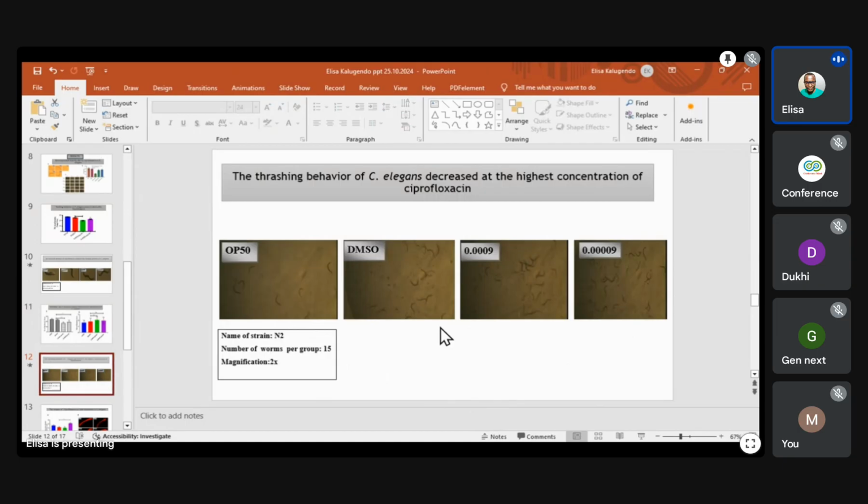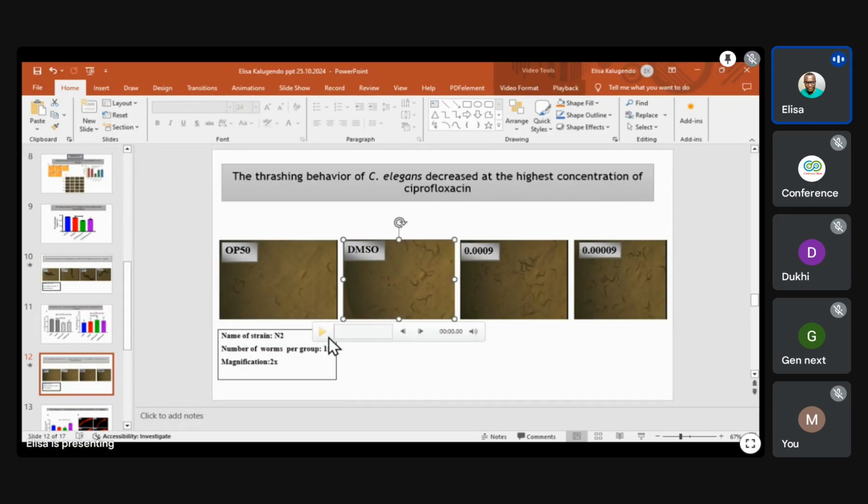So this is the diagrammatic representation. This is the video presentation of thrashing behavior, which is one of the locomotion assays in C. elegans. We can see the strength of the thrashing activity, and through this strength we determine whether these animals were affected or not. We can see the swimming activities taking place. The swimming activity in OP50, which is the control group, is taking place very strongly. Animals are able to swim with energy.